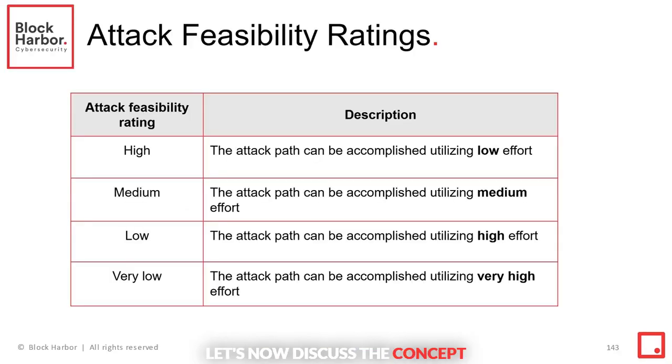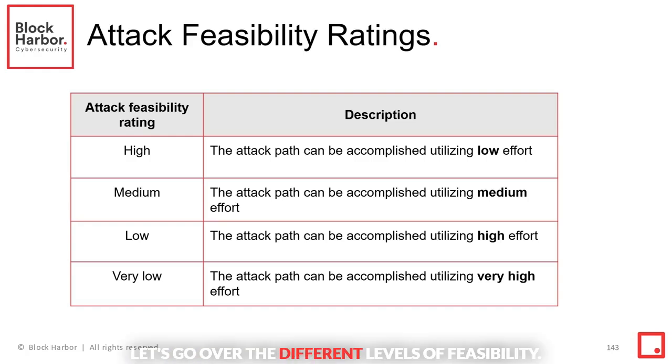Let's now discuss the concept of attack visibility ratings. This is an important metric we use during threat analysis and risk assessment to evaluate how difficult it would be for an attacker to exploit a vulnerability. The visibility rating helps us understand the level of effort an attacker would need to achieve their objective. It's crucial for prioritizing which threats to focus on. If an attack path is highly feasible, it means the risk is more urgent and needs immediate attention.